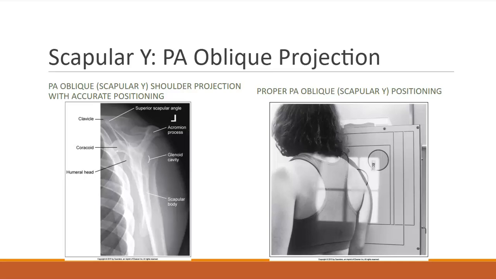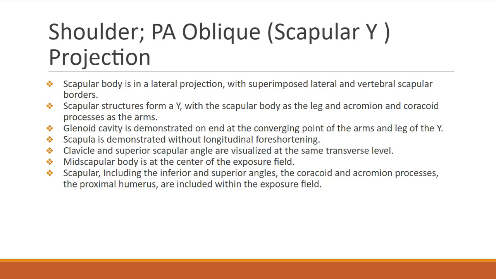In any case, the scapula should be demonstrated without longitudinal foreshortening. The clavicle and superior scapular angle are visualized at the same transverse level. The mid-scapular body is at the center of the exposure field. The scapula, including the inferior and superior angles, the coracoid and acromion processes, and the proximal humerus are all included within the exposure field. Here are those image analysis guidelines for your review.